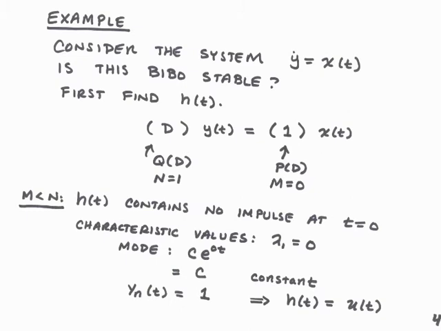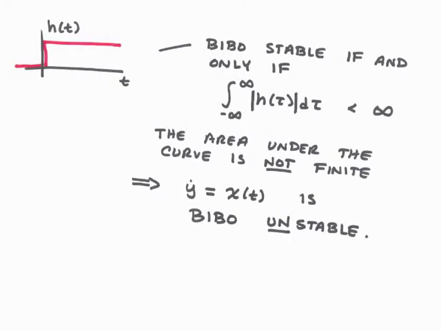Now I've gone through this rather quickly, so you should go back and check to make sure you understand how I obtained h of t. In the upper left-hand corner is a graph of h of t, the unit step, and we recall the condition for BIBO stability. We had BIBO stability if and only if the integral from minus infinity to infinity of the absolute value of h of tau d tau was a finite number. Now if we find the area under the impulse response curve shown, we'll note that it's not finite. Therefore, we know that the system governed by the differential equation y dot equals x is BIBO unstable.